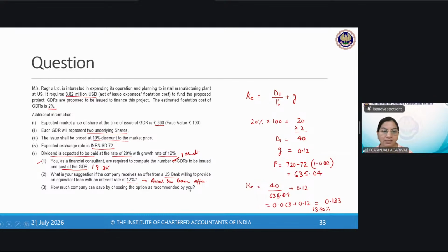How much can the company save? 5.556 million. Okay. So you will compare 18.30 with 12%. The bank is not saying that it will have any flotation cost. If you take that, you can increase the cost. Otherwise, you simply compare 18.30 with 12%. So you'll be saving 6.3% on 8.82 million.